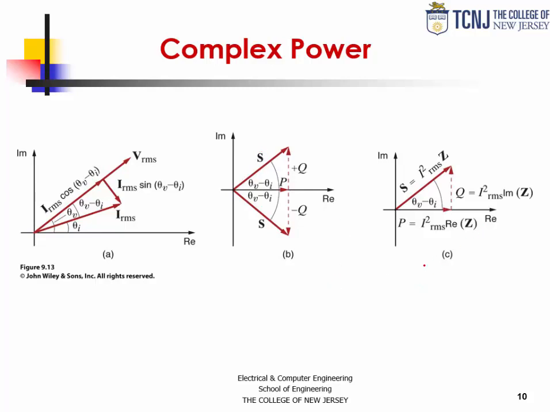Now let's take a closer look at that complex power in the first quadrant. We see that the complex power here is the magnitude of the current squared times the impedance. That's another way of writing that complex power, with an angle of theta V minus theta I. That projection is going to be the real power, which is going to be the magnitude of the current squared times the real component of the impedance. And then we have the reactive power, which is going to be the magnitude of the current squared times the imaginary part of the load impedance.